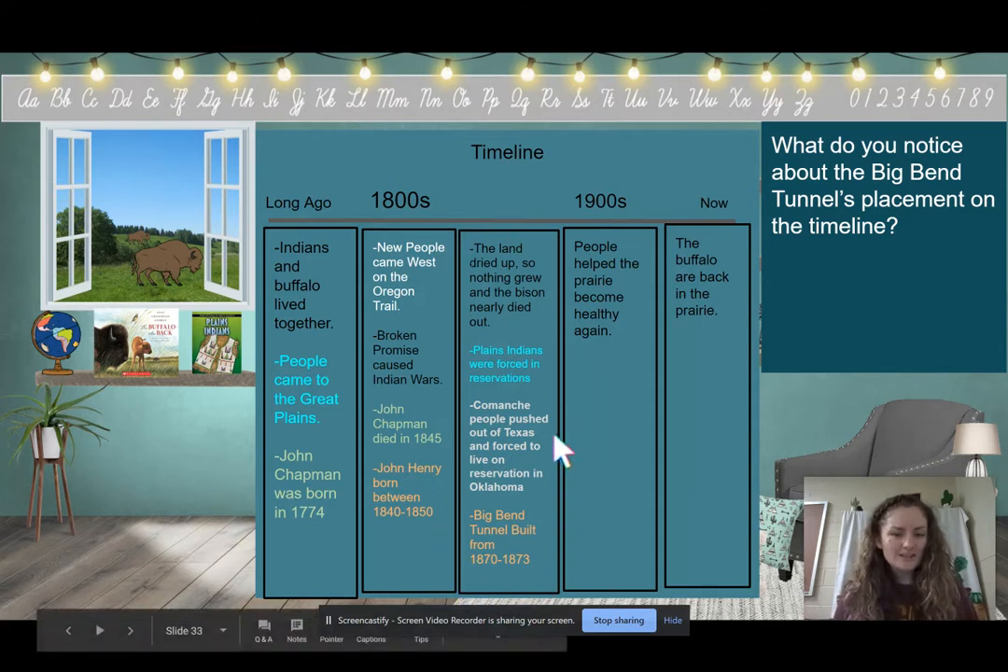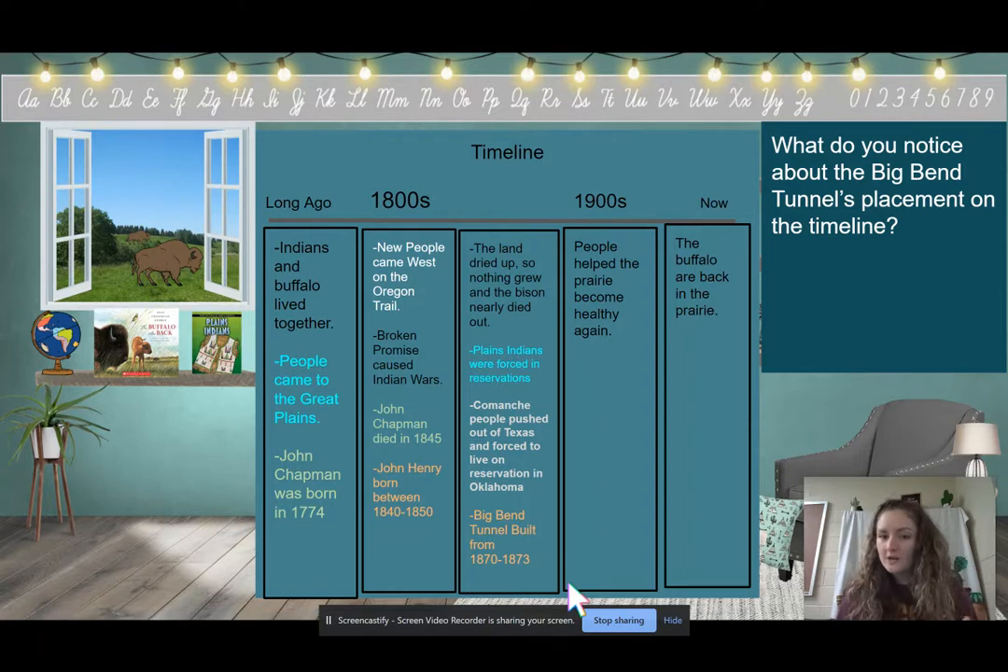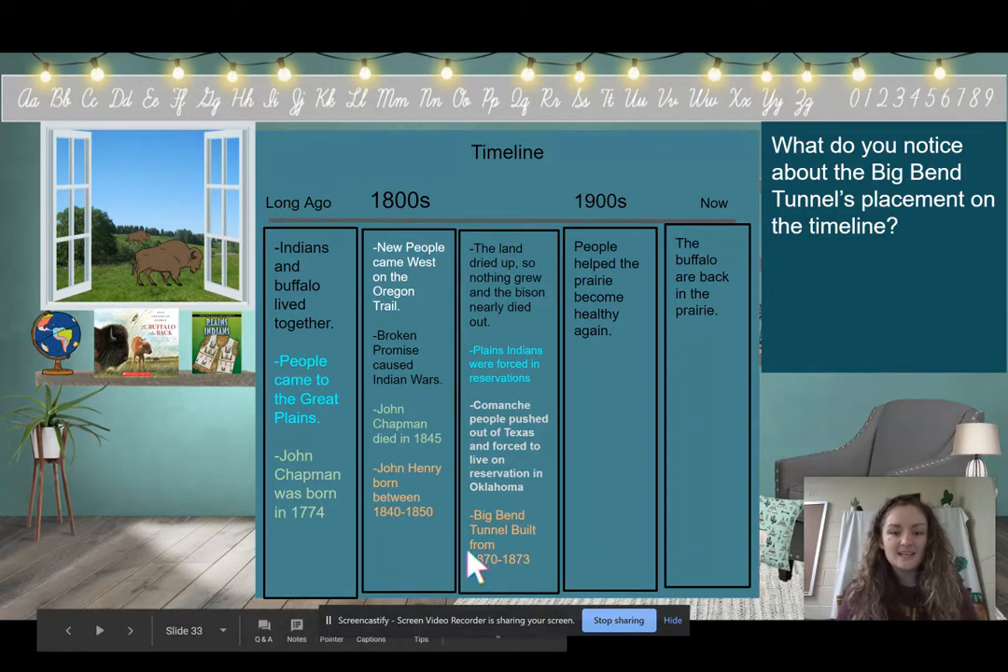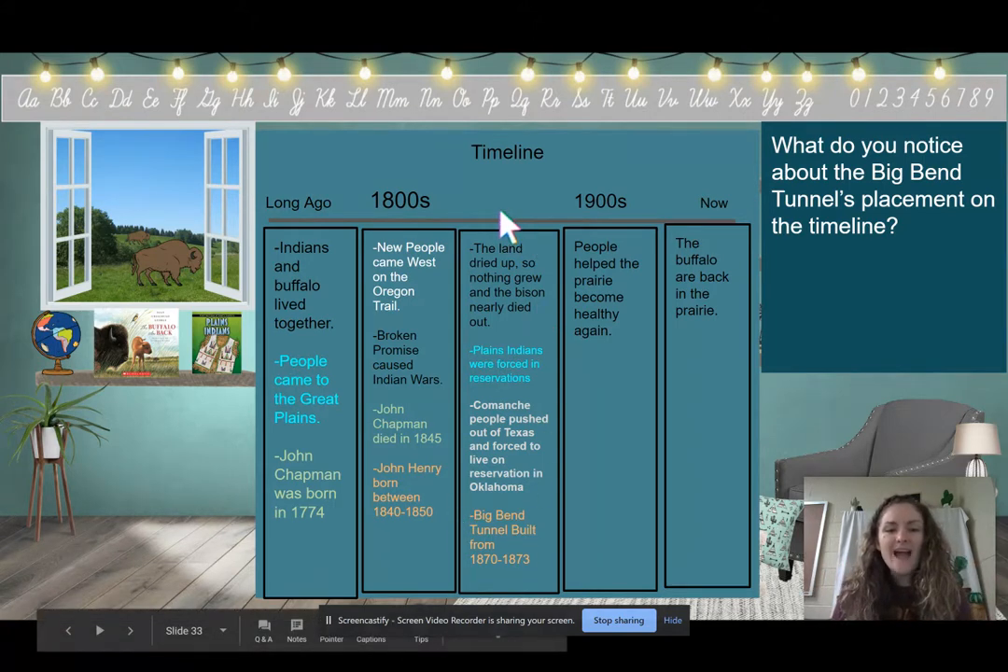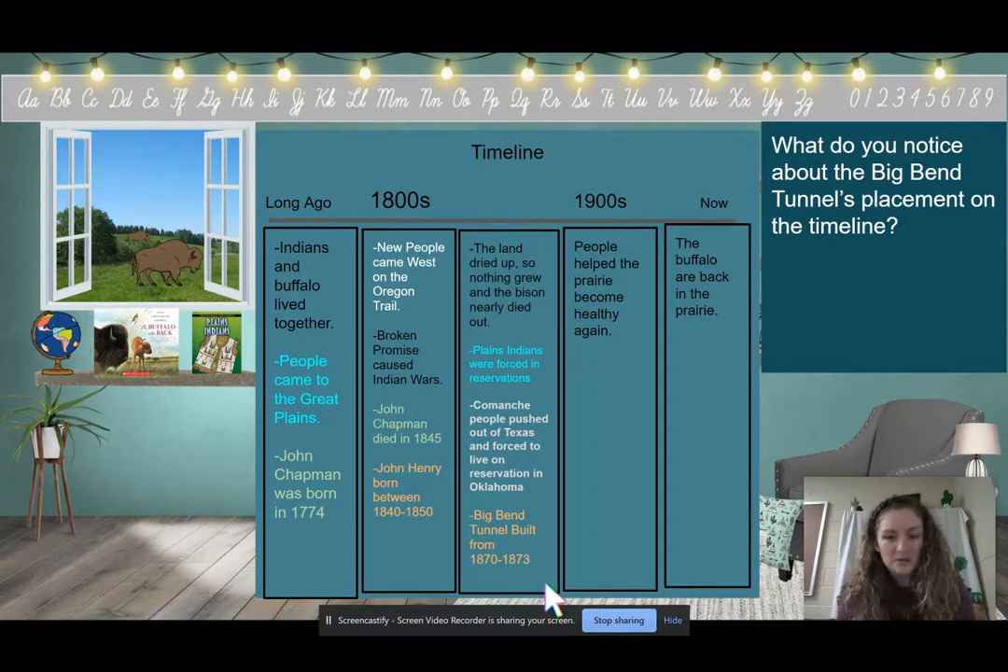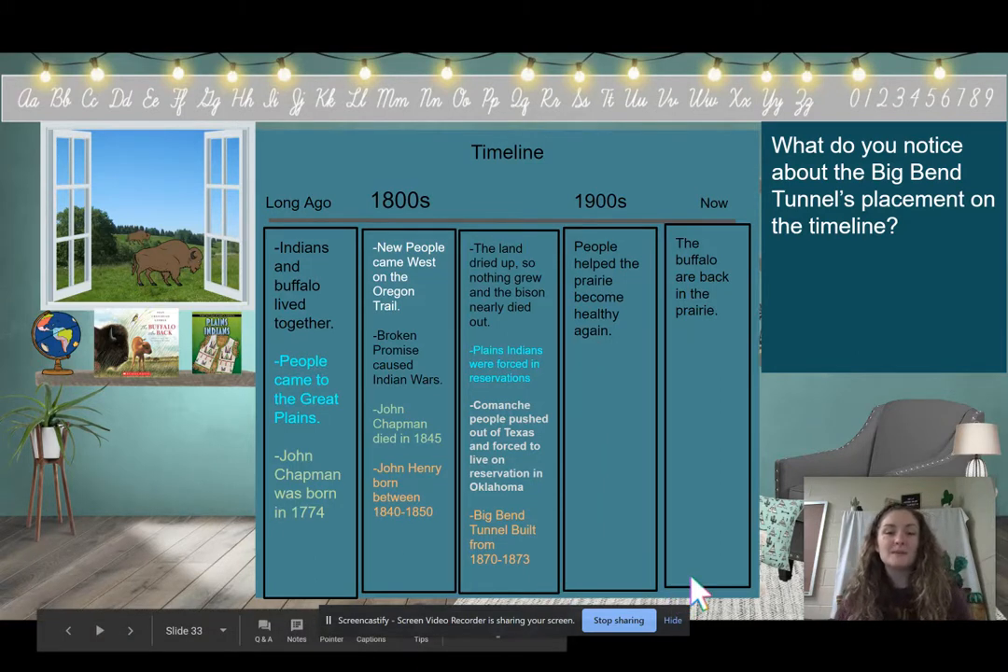Looking at this part of the timeline, what do you notice? What other events do you see in the same area where the Big Bend Tunnel was built? So remember, when we are thinking about our legends or what we're learning about during the early American West, we can associate or put together our thoughts about what else was happening during that time. So looking at this place where my little cursor is moving, what is something else that was happening during the time that Big Bend Tunnel was built? Pause the video and tell me in the Edpuzzle, what is an event that you see happening the same time that the Big Bend Tunnel was built?